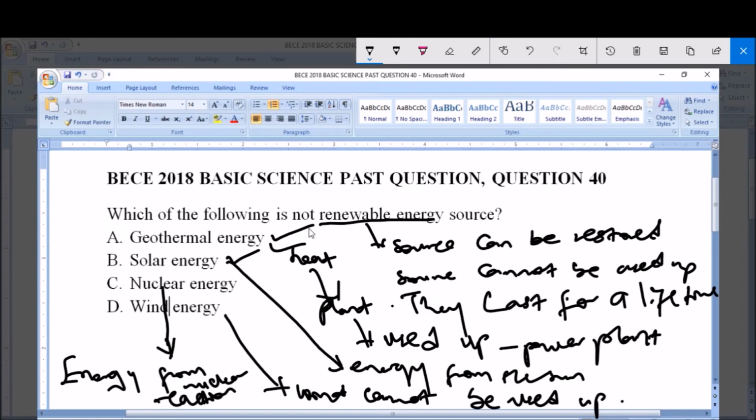Nuclear energy is not renewable. Like I told you, this energy is gotten from the nucleus of an atom. And like we know, atoms are small indivisible particles of a substance. Now it is possible that these elements from which nuclear energy is derived can be used up, and that is why we refer to nuclear energy as a non-renewable source. So it is not a renewable energy source.